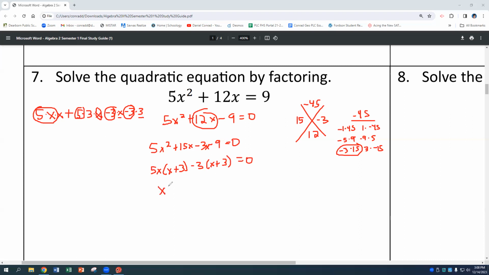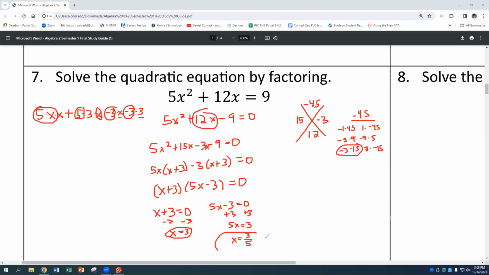They both have an x plus 3 in common, and then what we have left when we factor out x plus 3 is 5x minus 3. To solve, we need to set each of these equal to 0. So x plus 3 equals 0, and 5x minus 3 equals 0. Subtract 3 on both sides, so we get x equals negative 3. Add 3 on both sides, so we get 5x equals 3, and then divide both sides by 5, and we get 3 over 5. Those would be my two zeros.